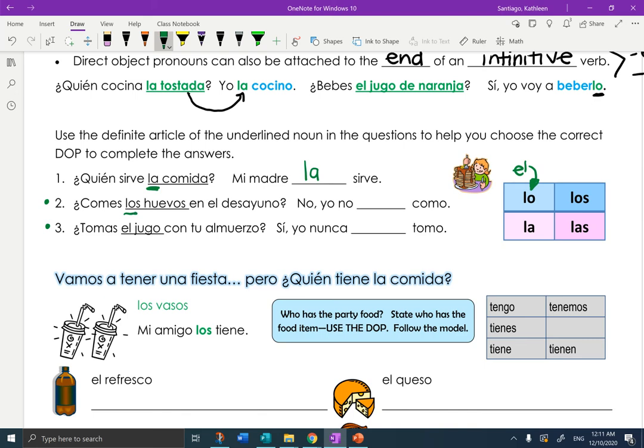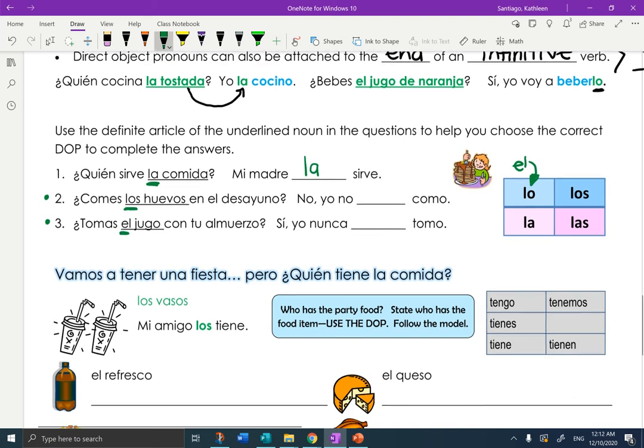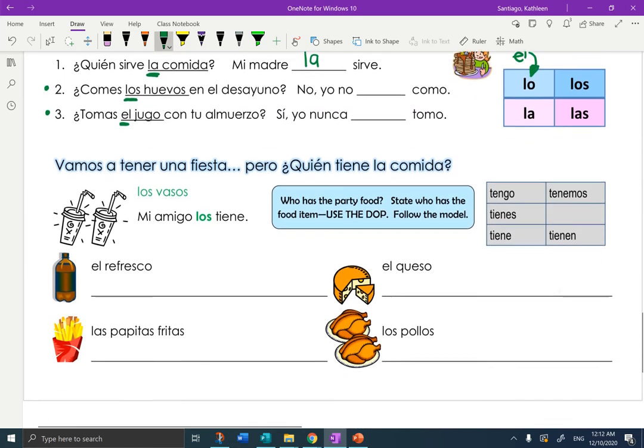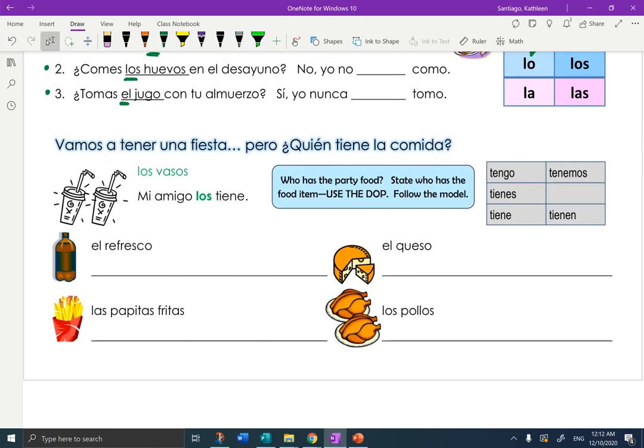What does los huevos become and el jugo become? Okay, our last practice. Vamos a tener una fiesta, pero ¿quién tiene la comida? So we're going to have a party, but we don't know who has what. And it says in the blue box, who has the party food? State who has the food item using the DOP. Follow the model. Let's look at the model.